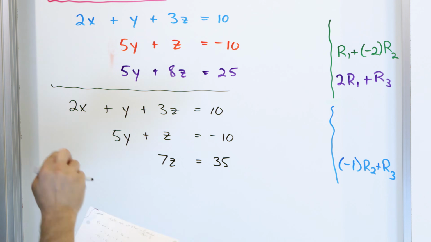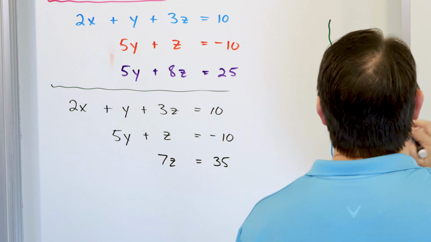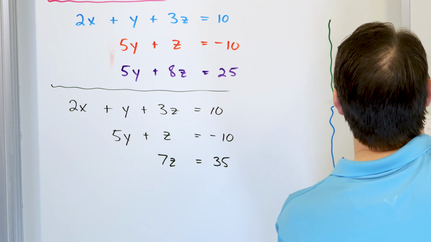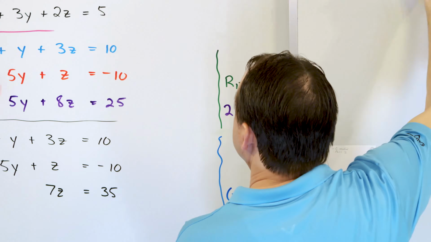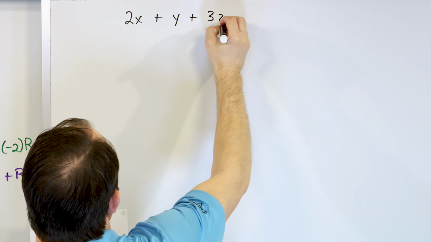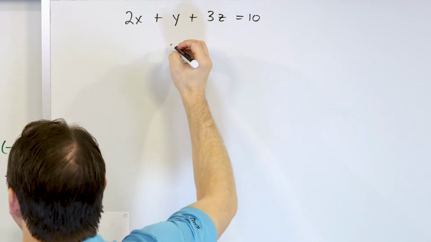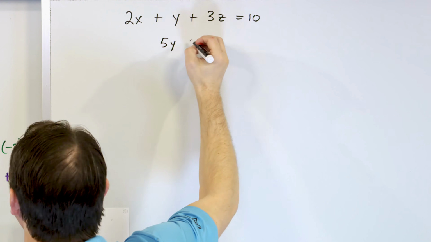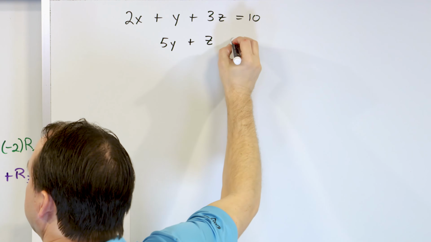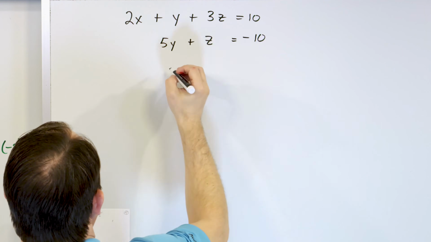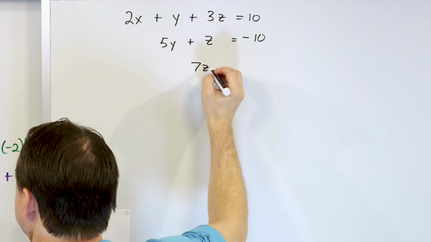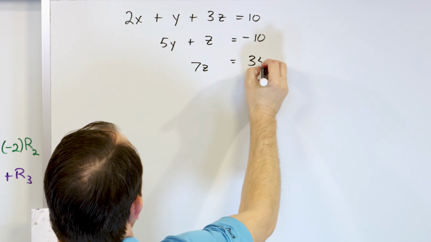All right, so in order to wrap up the solution to this, let me just copy the system of equations down over here so we can finish this. We have 2x plus y plus 3z is equal to 10. The second equation is 5y plus z is equal to negative 10. And the third equation is 7z is equal to 35.